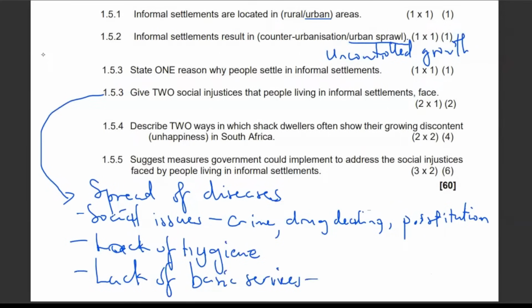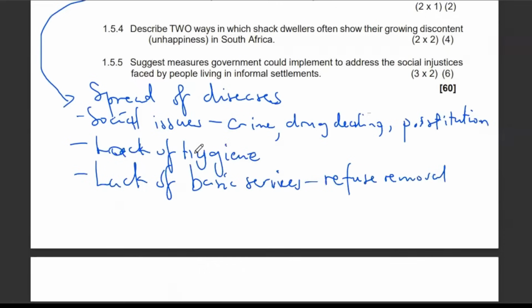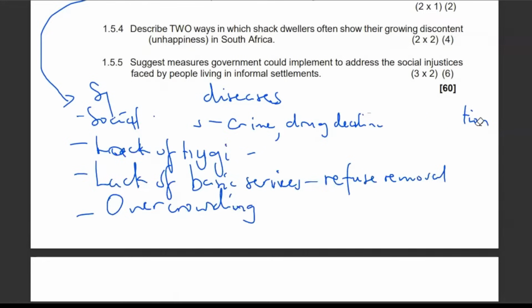You can give an example, for example, refuse removal. Refuse removal is a basic service that must be accessed by all people in urban areas, but however, it is lacking in most of the informal settlements. Things like overcrowding, it's an injustice. People are overcrowded and they stay in overcrowded conditions. That is an injustice in the informal settlement. Right. So we can use those ideas to justify the response to question number 1.5.3.